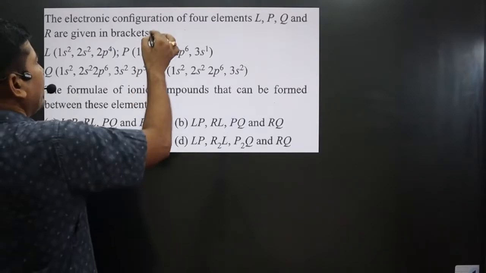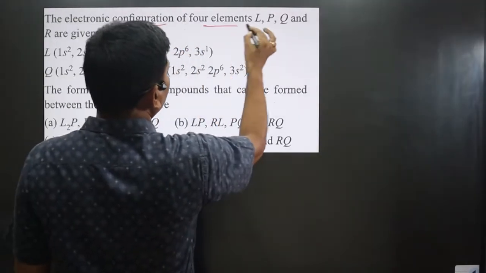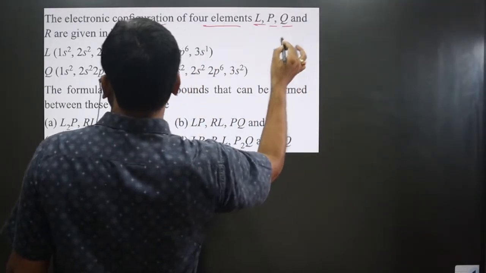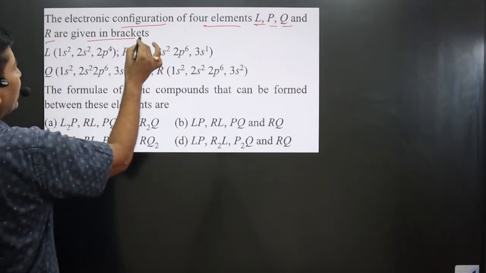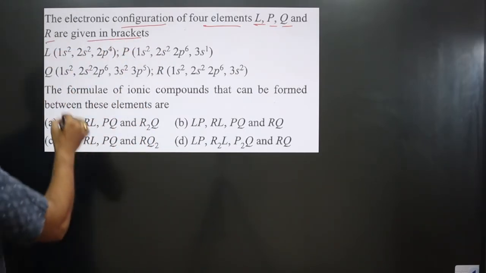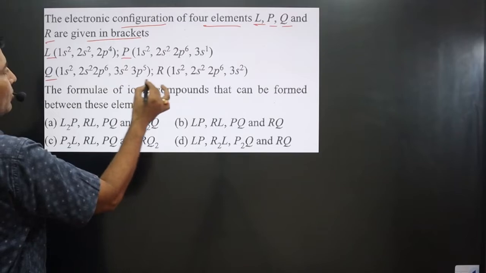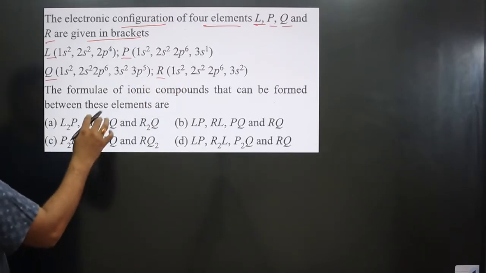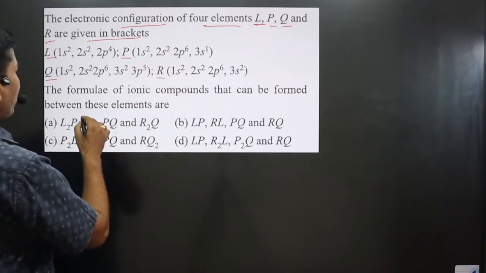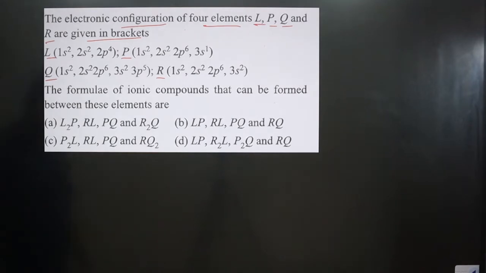The question says the electronic configuration of four elements L, P, Q and R are given in brackets. The formula of ionic compounds that can be found between these elements are. So we have to find out the formula of these compounds.